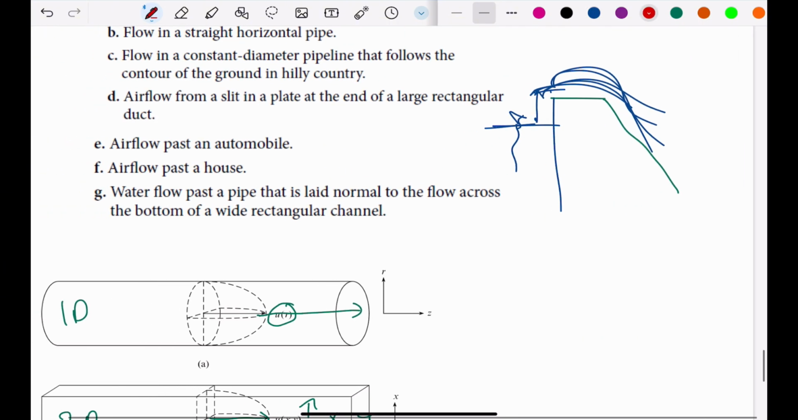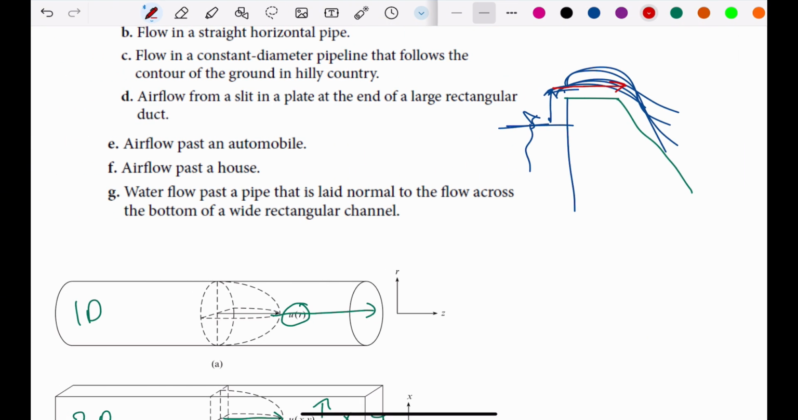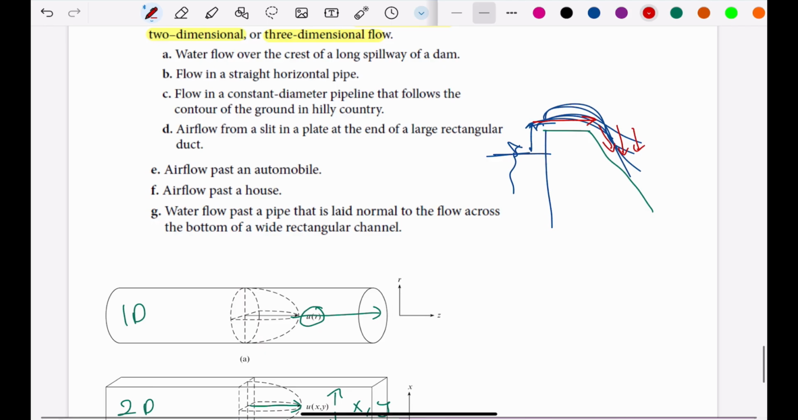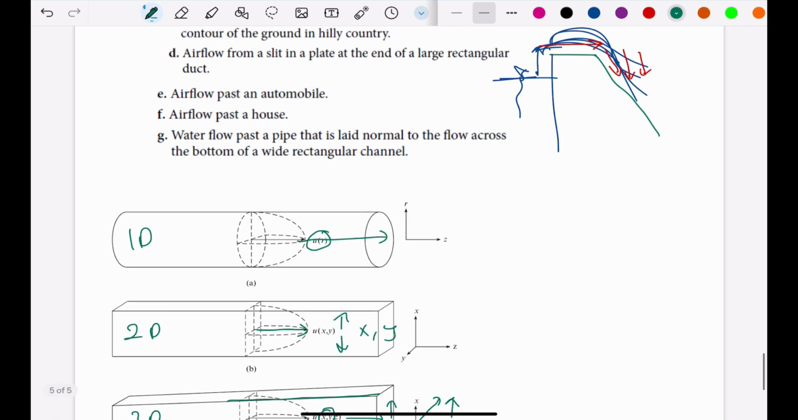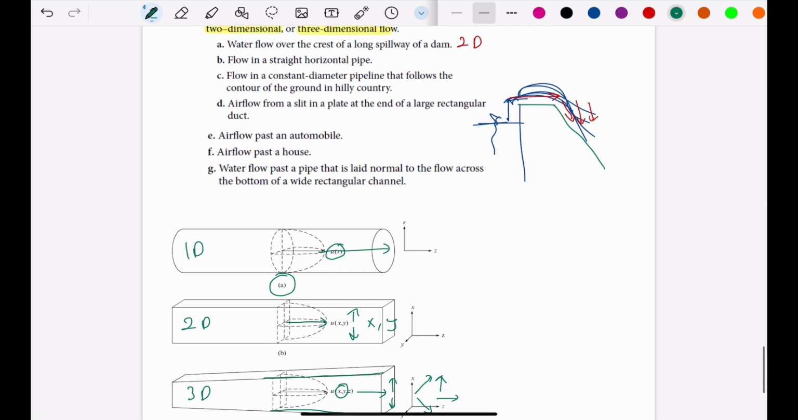So here, as you see, we have a flow that follows that streamline. And now we will have vertical flow chains. So this means that we have a two-dimensional flow here. For the second one, flow in a straight horizontal pipe. And actually, it is directly mentioning figure A, which shows a horizontal pipe. So here, the flow is just following this straight line, so that we will have one-dimensional flow.